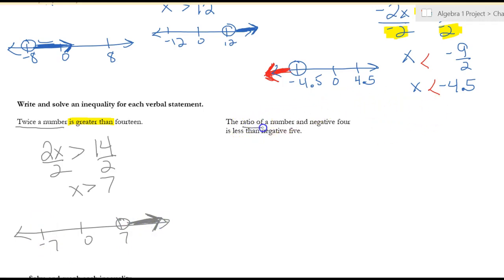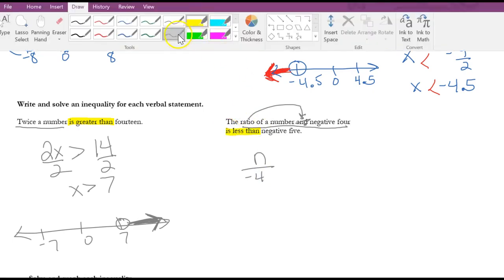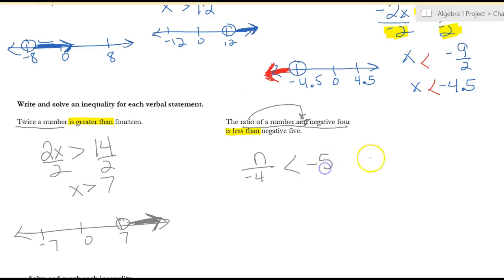Okay, the next one, the ratio of a number and negative 4. Remember, ratio, that's where my dividing is. I don't write the divide by sign anymore. I will always do a fraction. So n over negative 4. And then there's the is, and it says is less than negative 5. So I'm going to multiply both sides by negative 4. And if you notice, I just multiplied by a negative. So that means I have to flip that sign. And so I'm going to get n is greater than negative 5 times negative 4, which is a positive 20.